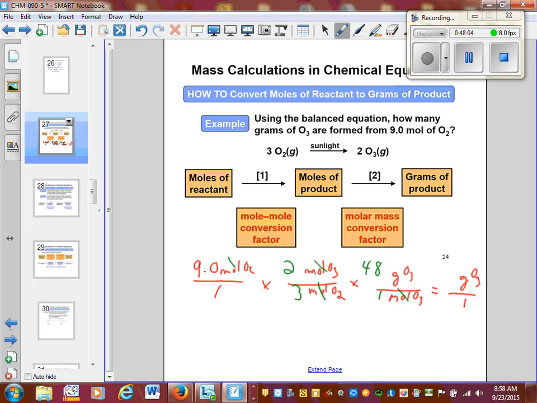Minus 3 from 9 is 3 times 2 is 6 times 48. 6 times 48 should be 288. And they rounded up two significant figures to 290.